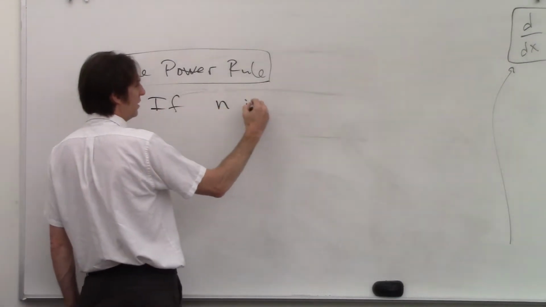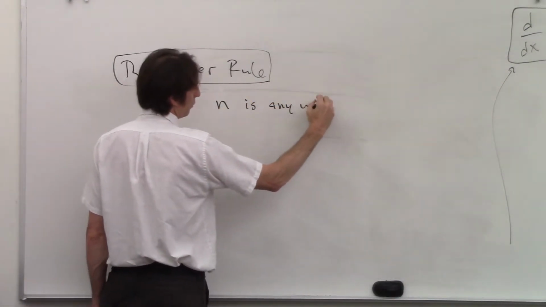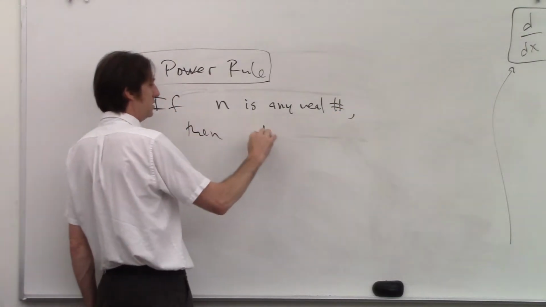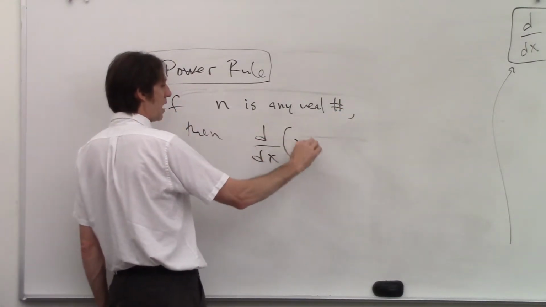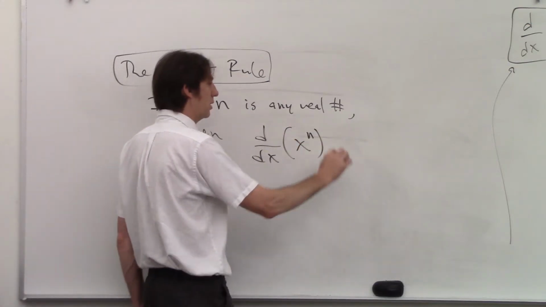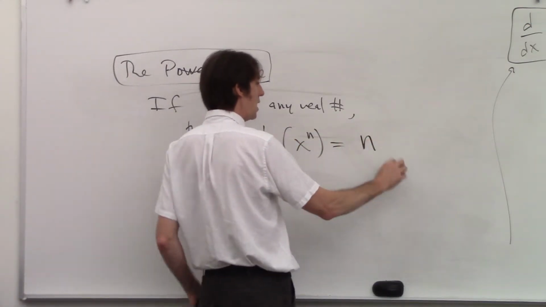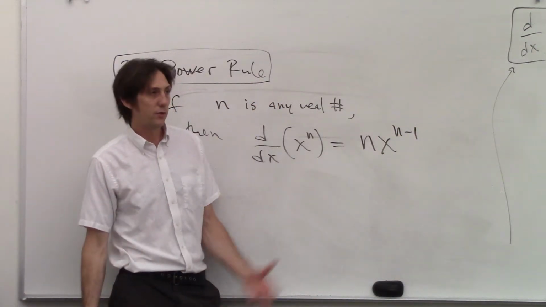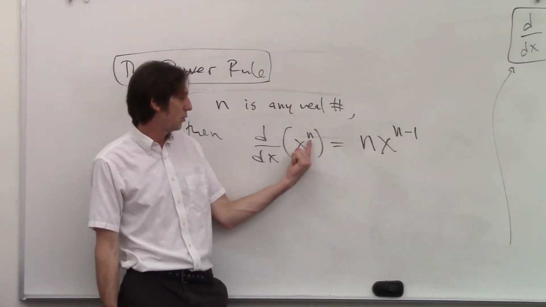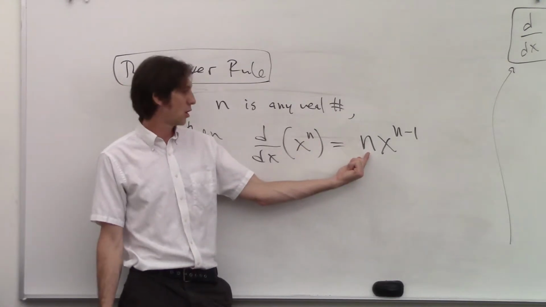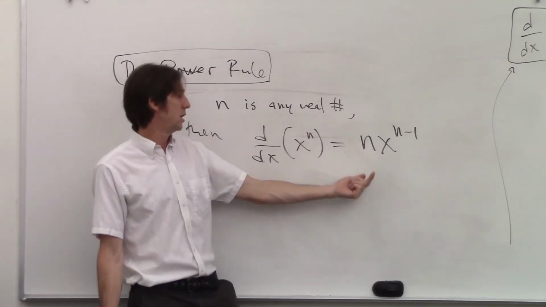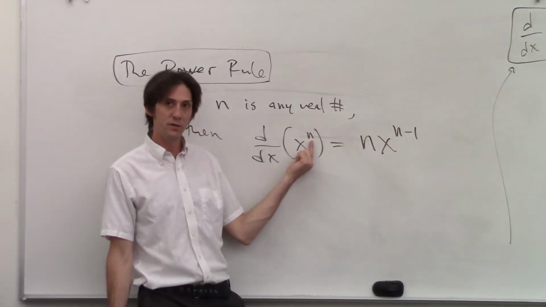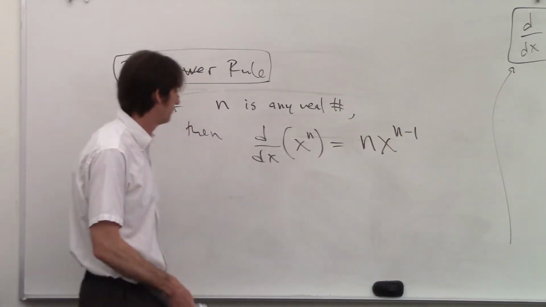If n is any real number, then d dx of x raised to the nth power is equal to nx to the n minus 1. And this is our pattern, right? We bring down the old exponent, that becomes a coefficient for the derivative, and then the new exponent, n minus 1, is 1 less than the previous one, than the original one.